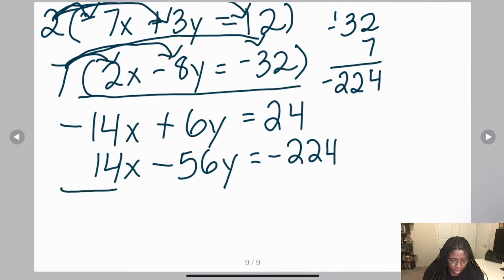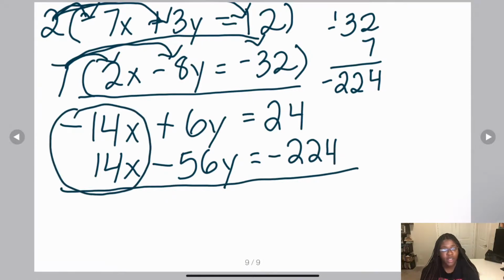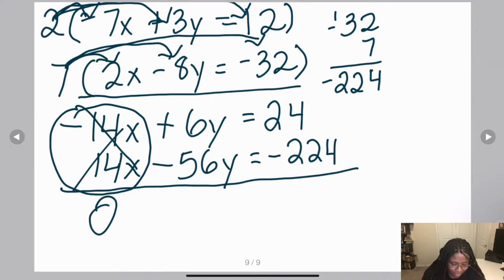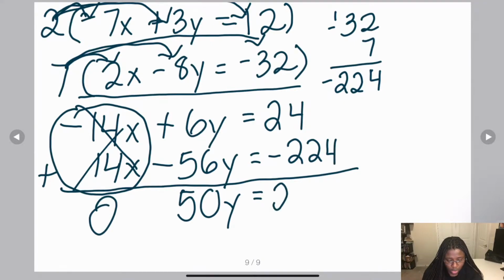So now we have these two numbers. One is positive, the other is negative, which is great. And they match. That means this can immediately be eliminated. That's 0. My x's are gone. That's what I want. So now I'm going to add down. Don't forget, these need to be added down. That's how negative 14 plus 14 is 0. 6 plus negative 56 will give you a positive 50y. And 24 plus negative 224 will give you a positive 200.